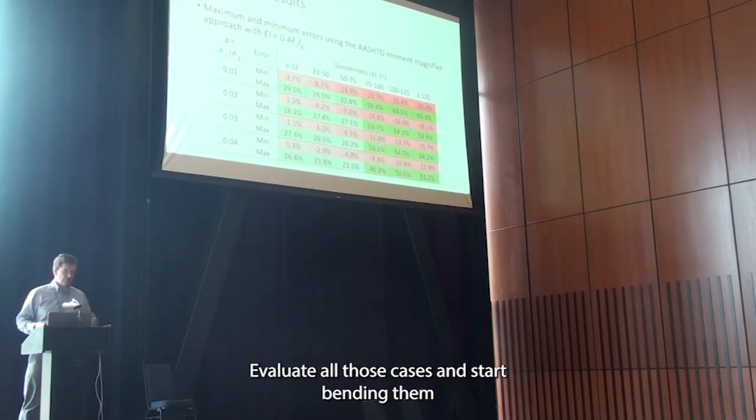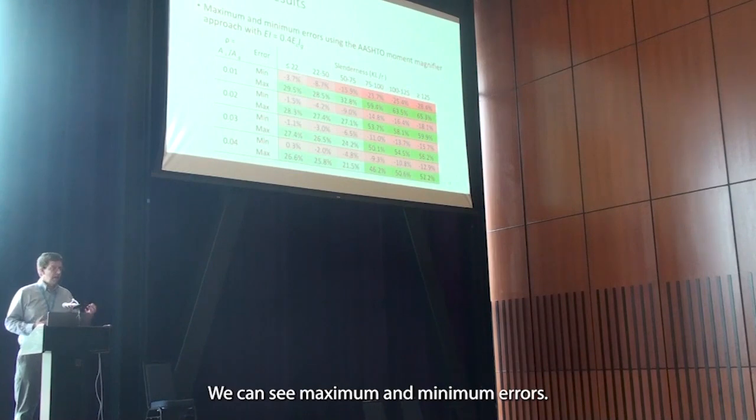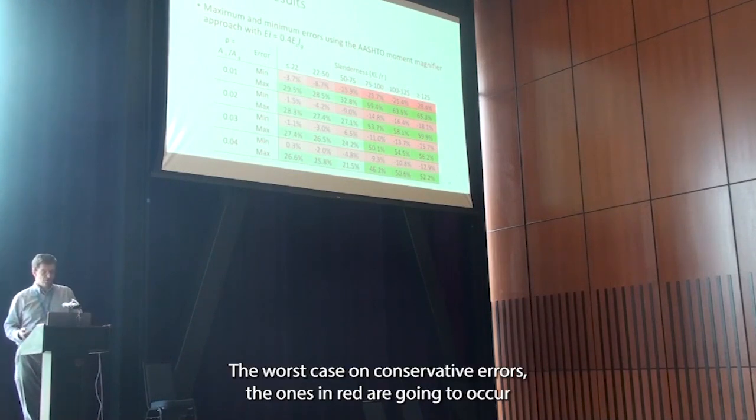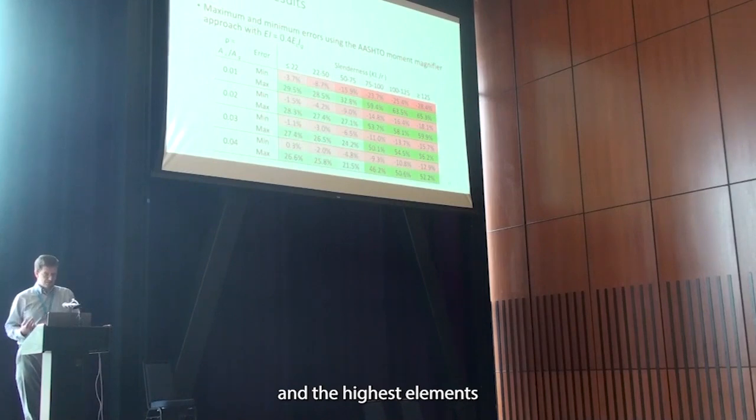Evaluate all those cases and start binning them based on the slenderness KL over r and the steel ratio. We can see maximum and minimum errors. The worst case unconservative errors, the ones in red, are going to occur for the least amount of steel, the low steel ratios, and the highest slenderness.